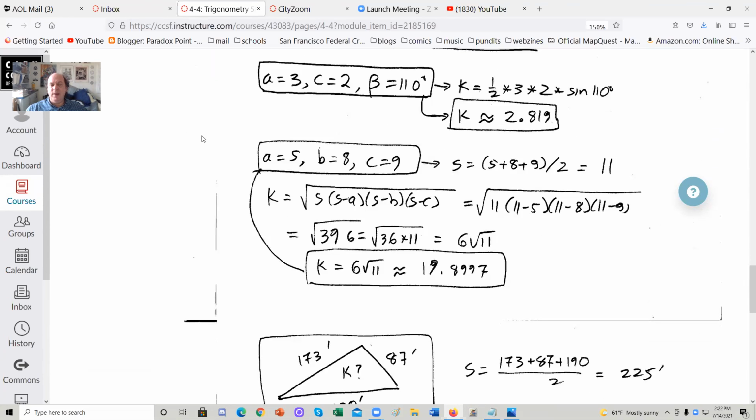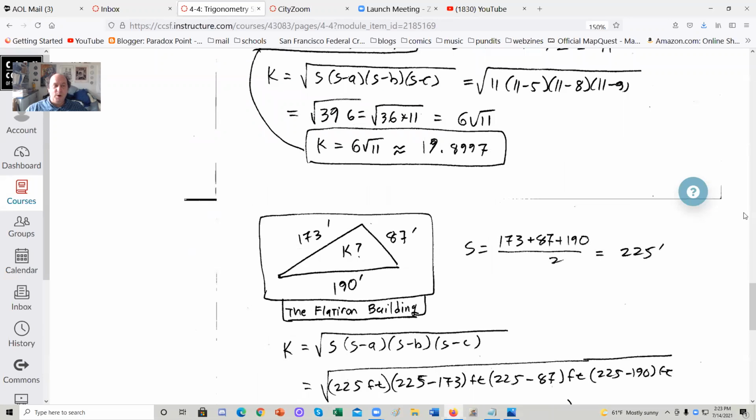Now, here we have a three-sides problem. A is 5, B is 8, C is 9. The first thing we do is we determine S. 5 plus 8 plus 9 over 2 comes out to 11. So K equals root of S times (S minus A) times (S minus B) times (S minus C). So it's root of 11 times (11 minus 5) times (11 minus 8) times (11 minus 9). This comes out to root of 396. That's 36 times 11. Root 36 is 6. 6 root 11 is the area, or approximately 19.8997.